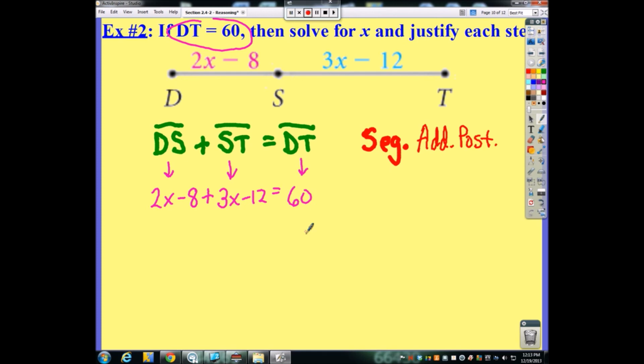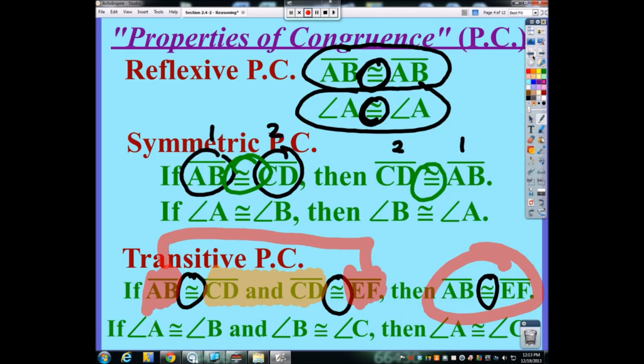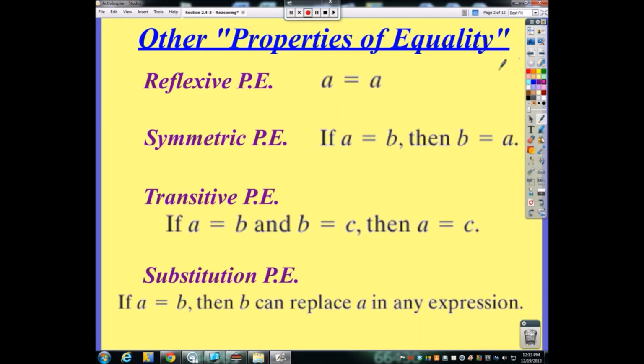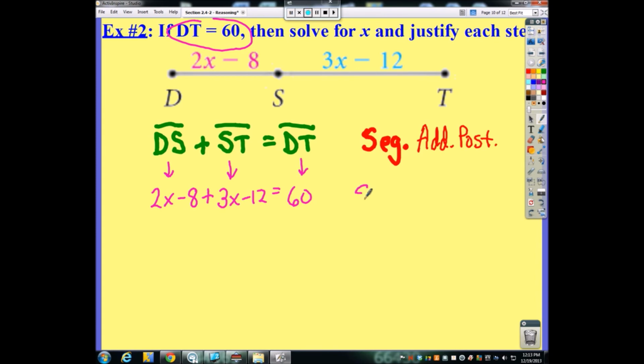Why can I do this? Why can I take values and plug them into other things that are equal to each other? Well, what other property did we use here? It's none of these. We might need to go back and look at some older stuff. Oh, hey, what about this guy, the substitution property of equality? So let's fast forward. So here we used the substitution, and I can just say PE, we can shorten it up there instead of saying property of equality. So I've substituted my values in from my geometric stuff.